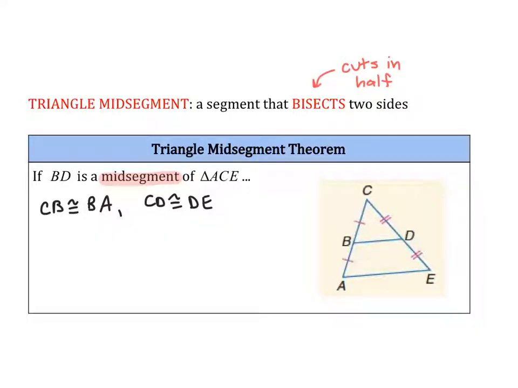So we can set up an equation. We would take the base of your triangle and multiply it by 1/2, which is just like dividing it by 2, and that should always be the length of your midsegment. So once again, the length of your midsegment is always going to be exactly half the length of your base. So you multiply your base by 1/2, and that will equal the length of your midsegment.